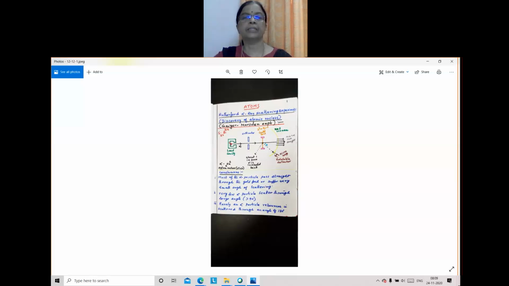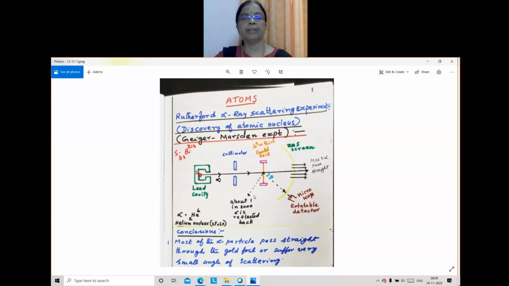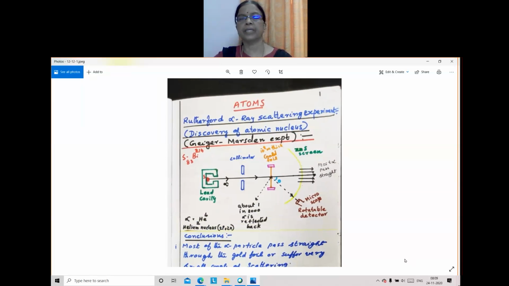Okay, we can start this chapter. This chapter students have already taken as an articulation. I think Namrata and group. Anybody else? Namrata and group are taking the Rutherford experiment, the Rutherford alpha scattering experiment. All of you are familiar with that experiment.